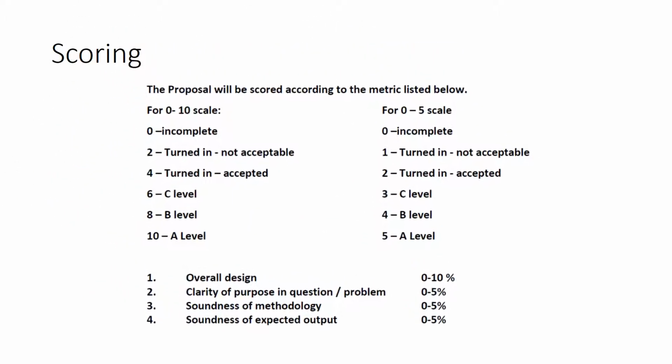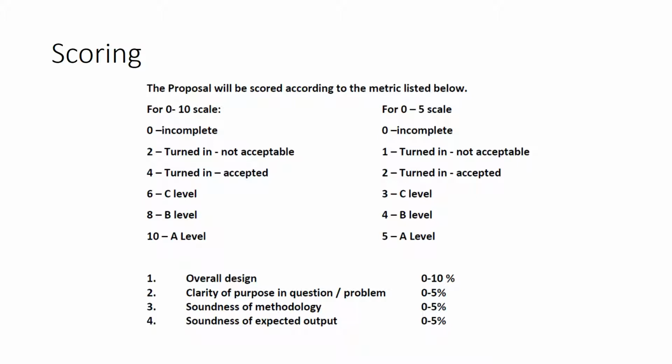Scoring. How does the scoring system work? I'm going to go over it again. We've covered it before, but it'll be worth talking about for a few minutes here. Your proposal will be scored according to this metric. There's sort of 4 areas that I'm going to grade on, and each one is worth a certain amount of points. Of a 25%, the final grade, the overall design of your project is worth 10%. So you look at the 0 to 10 scale, which is where this range falls into.